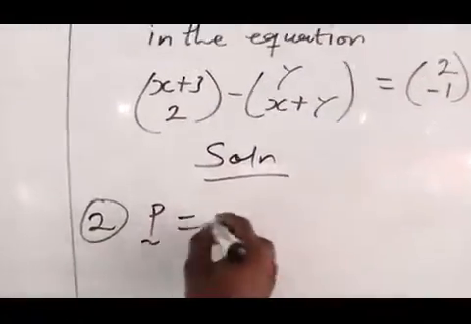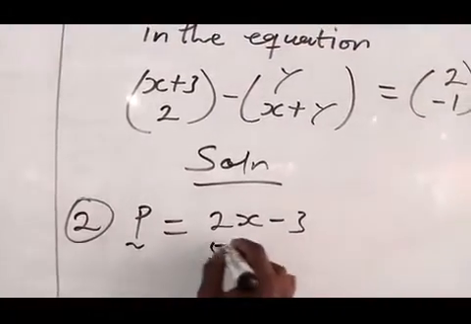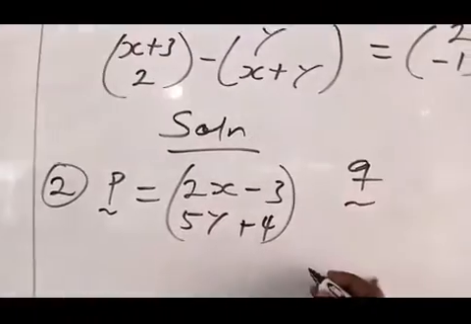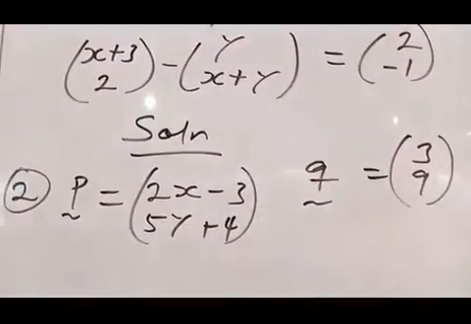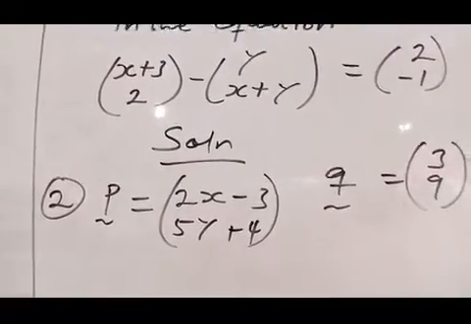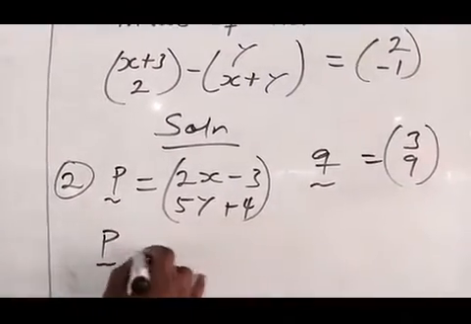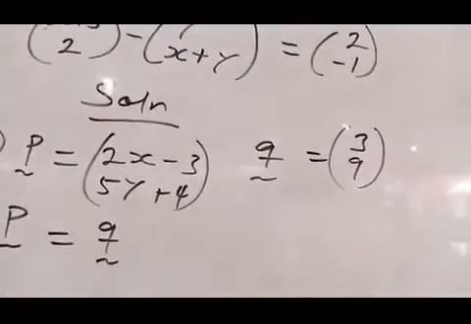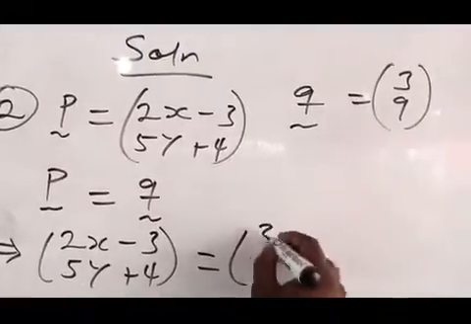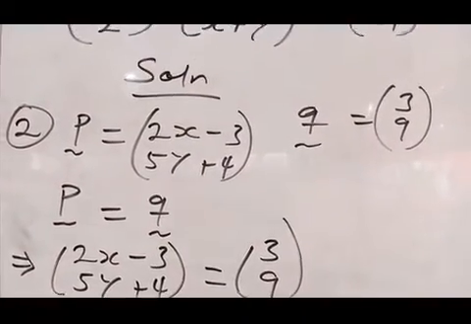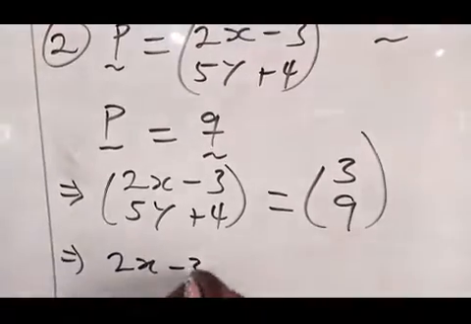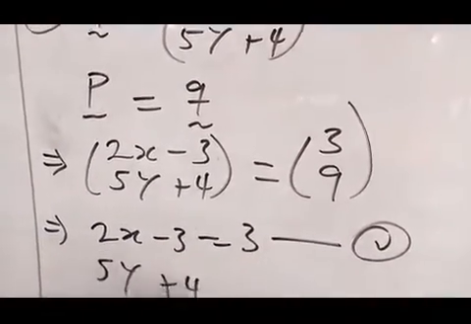we have vector p equal to (2x - 3, 5y + 4). We also have vector k to be (3, 9). And they're asking us to find the values of x and y if p is equal to k. So p equals k implies that (2x - 3, 5y + 4) is equal to (3, 9). Now 2x - 3 equals 3, and 5y + 4 equals 9. So we say that 2x - 3 equals 3 becomes equation 1, and 5y + 4 equals 9 becomes equation 2.